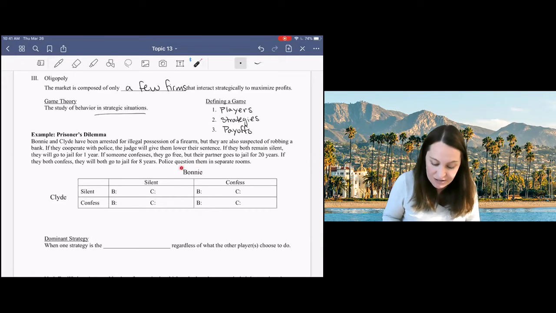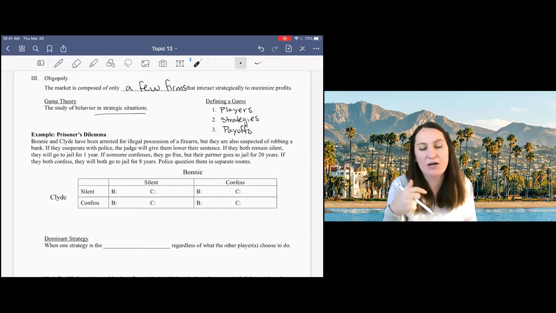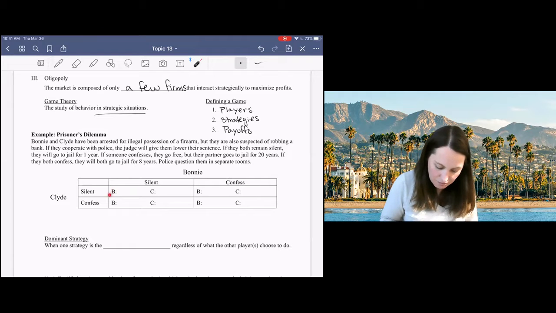So we've got each player on one side. So we've got Clyde, and Clyde has these choices here. Clyde can stay silent, or he can confess, depending on what row we're in the table. And Bonnie's columns, Bonnie can stay silent, or Bonnie can confess, right? So we've got our players, we've got our strategies, and now we need to fill in the payoffs. So each cell in this table represents one particular outcome. So here in this cell, Bonnie is staying silent and Clyde is staying silent. So we can fill in that if they both stay silent, Bonnie is going to go to prison for 1 year and Clyde is going to go to prison for 1 year.